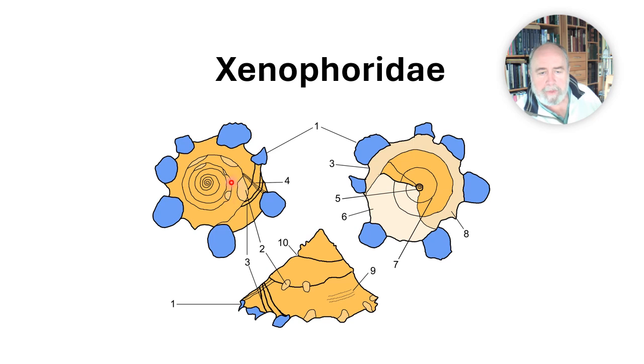So the fossil xenophorids are mainly not that nice, especially in the Cretaceous. They look ugly, and that might be a reason that a lot of collectors haven't picked them up. And so the material of xenophorids from the Cretaceous is very rare.